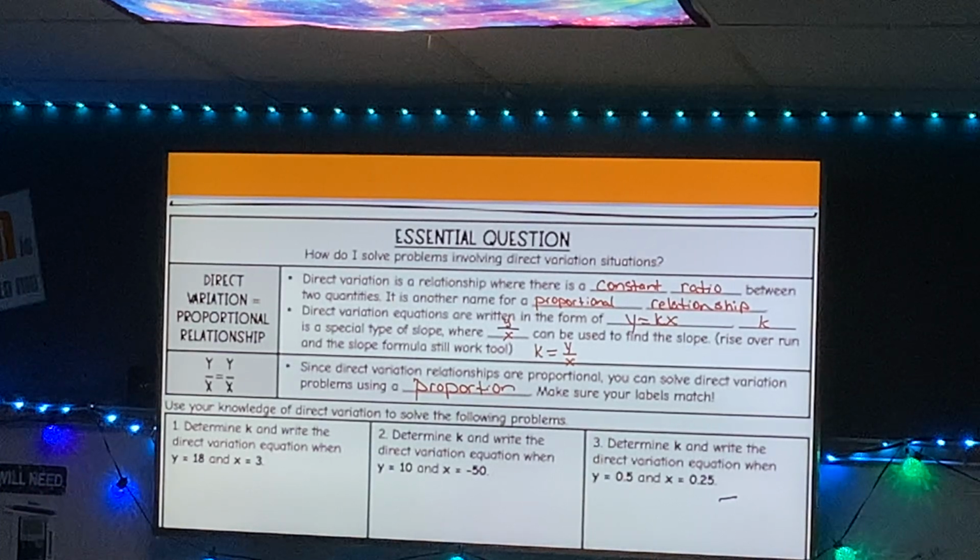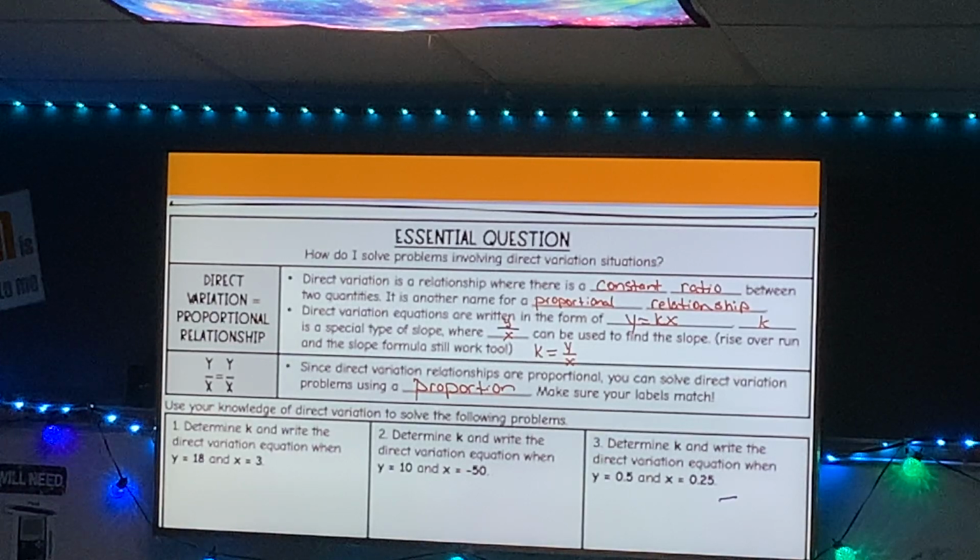You're going to see we're still talking about a constant ratio. Well, that was our K that we talked about yesterday. Then you're going to see it's a proportional relationship. And you're going to see K equals Y over X. Well, you've been doing Y over X the whole time you've been doing slope.